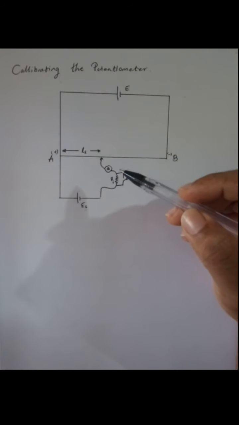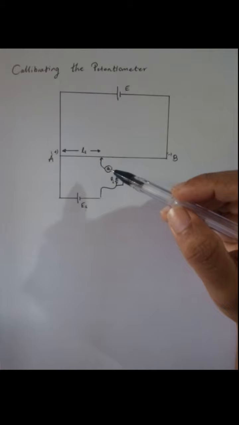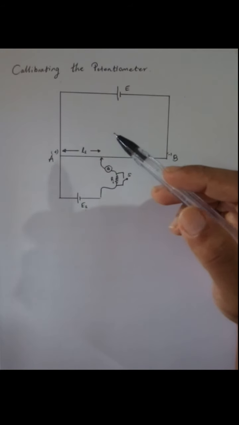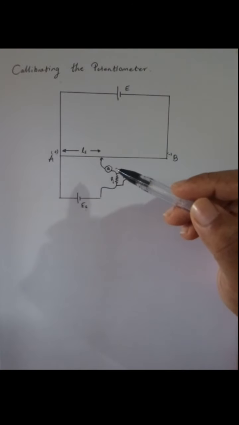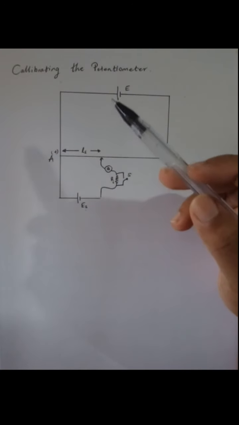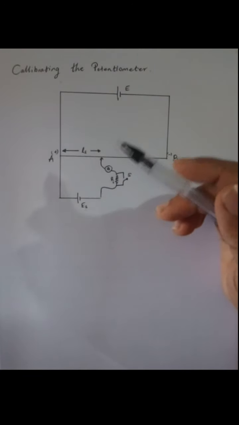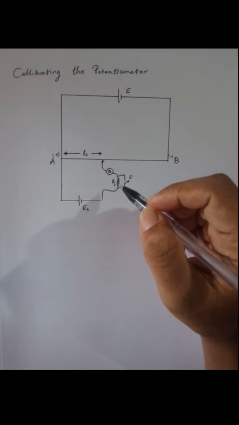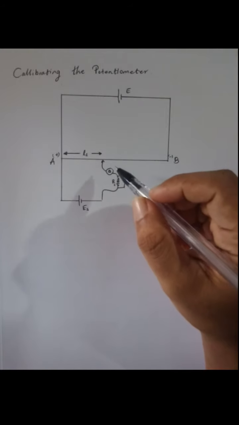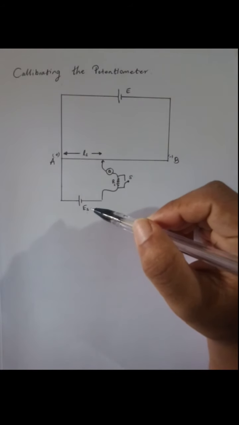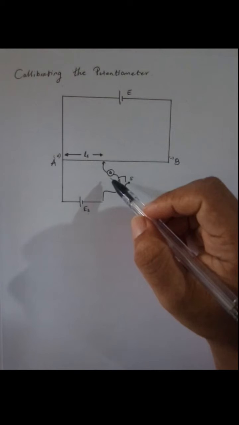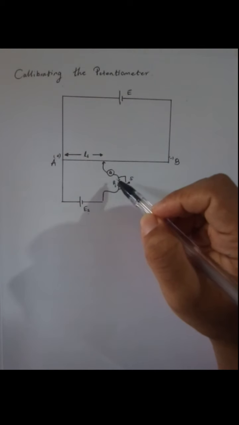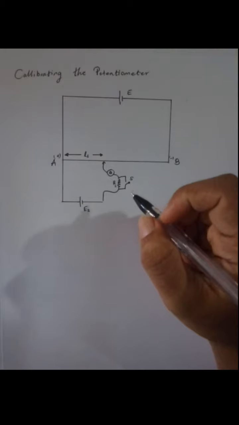Let's consider this is a center zero galvanometer. So when the potentiometer is balanced, the galvanometer shows zero deflection, or else it shows a deflection to either side. And here Rs is a large resistor. The purpose of this resistor is for the safety of the galvanometer and this standard cell. We know the galvanometer is very sensitive, so it could burn if a large current passes through it.